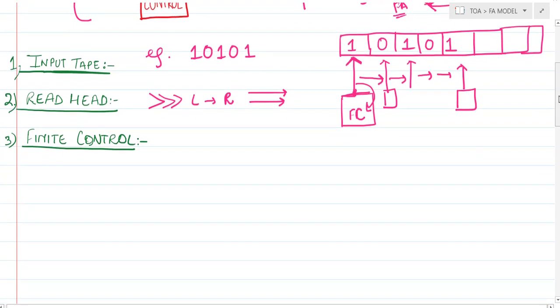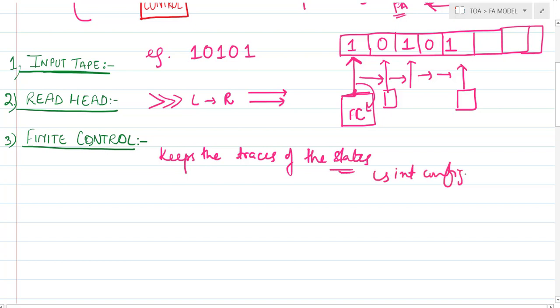Then we have the finite control. What it does is that it keeps the traces of the states, or you can say the internal configurations.